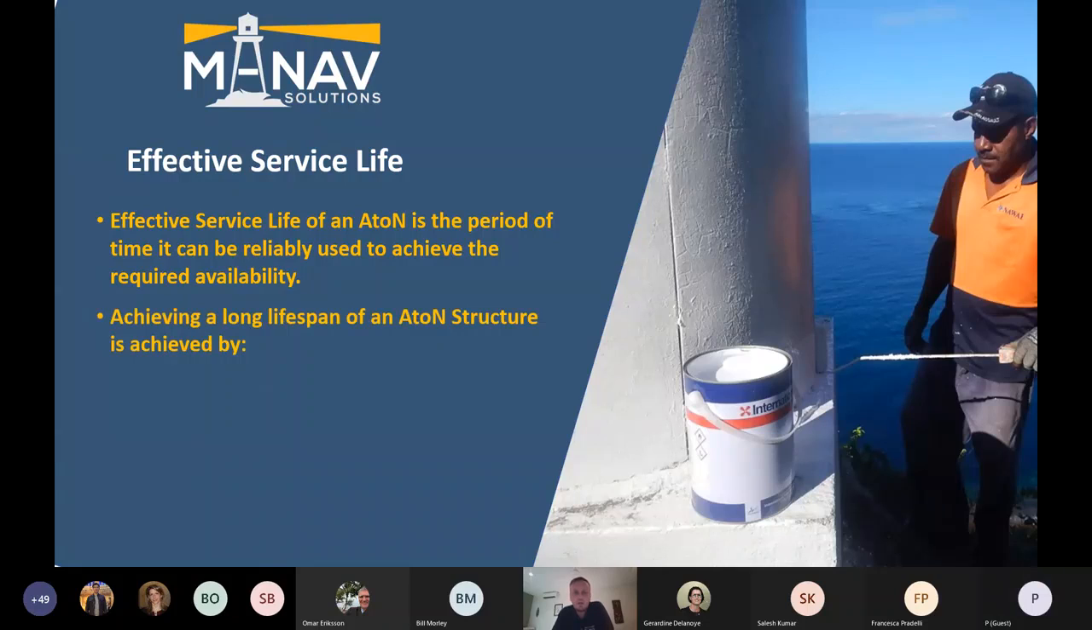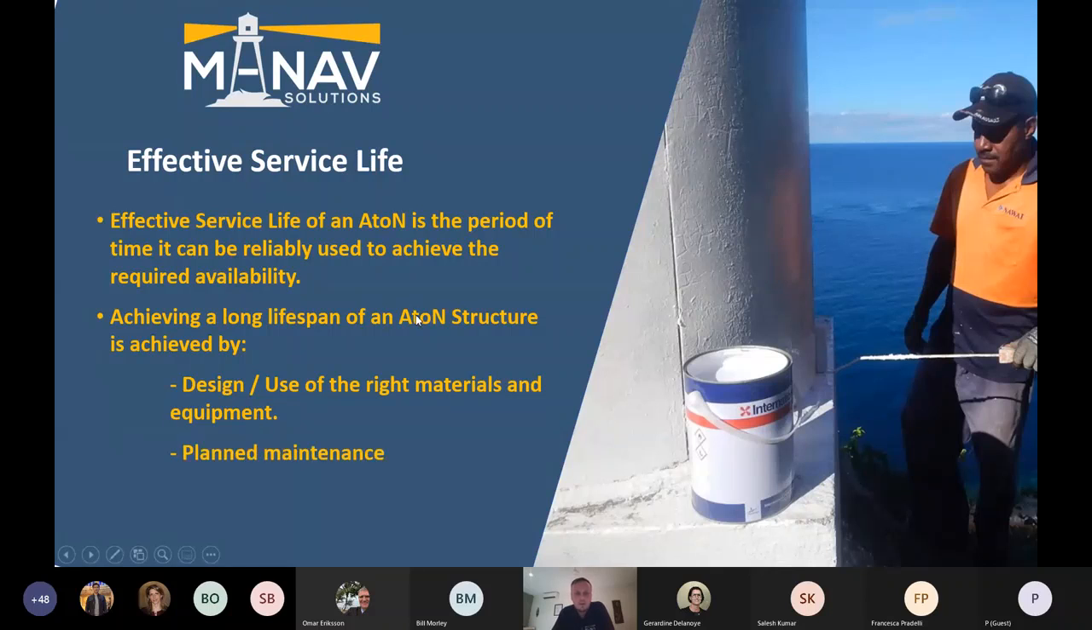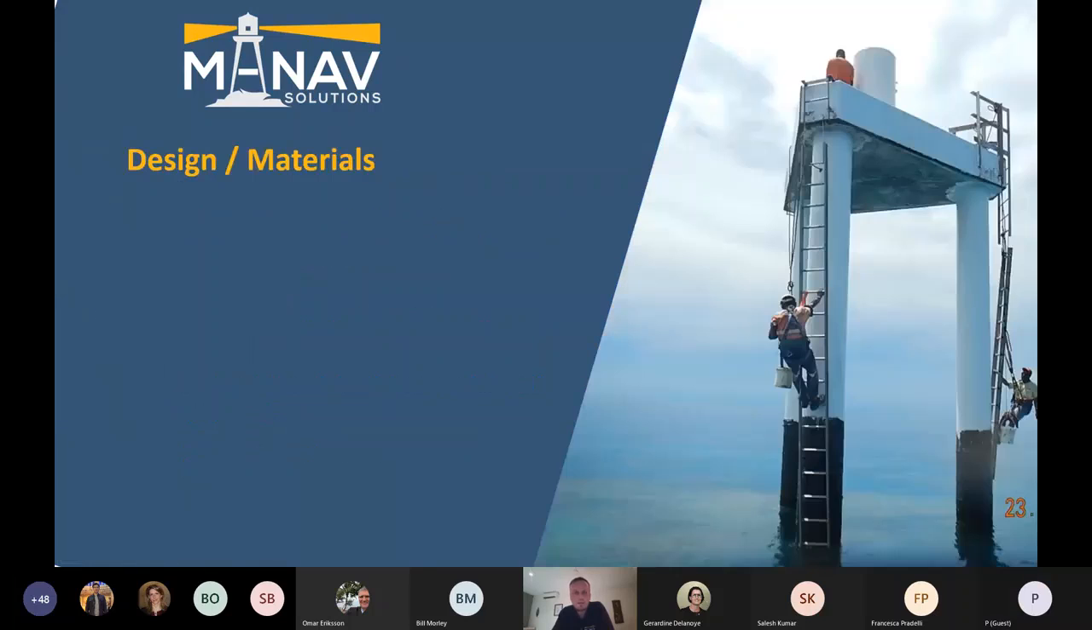So achieving a long lifespan of an AtoN structure is how you get a long effective service life, and that's achieved by a couple of different things. Number one is the design and use of the right materials. Number two is planned maintenance. So probably one of the most important phases of effective service life is the initial design and materials.